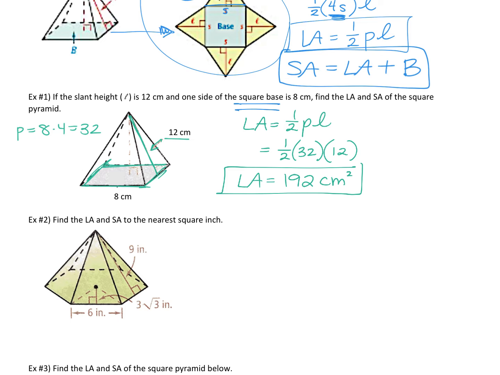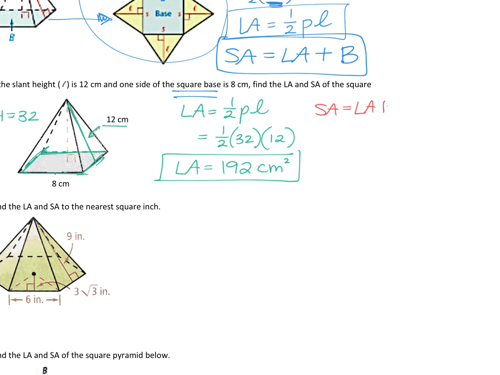Okay, so what did we just find the area of? The lateral area. What does that mean? All the sides except the base. All of the triangles, right? We just found the area of all the triangles. Now to find the surface area, all we got to do is add the area of the base to it. So our surface area is going to be LA plus B.